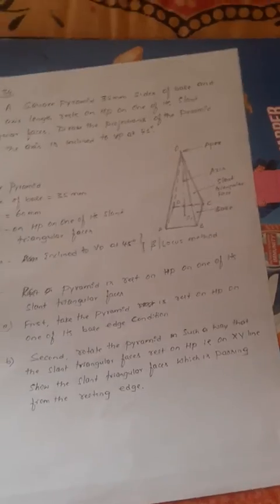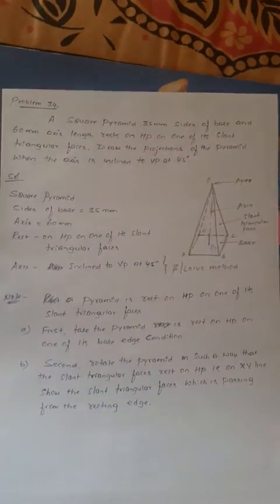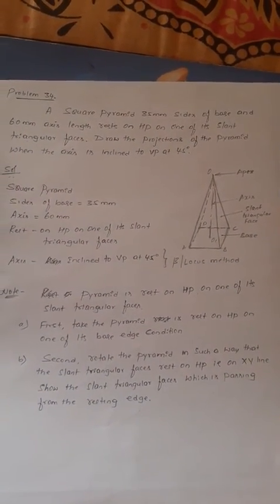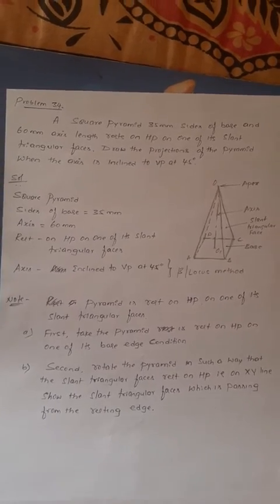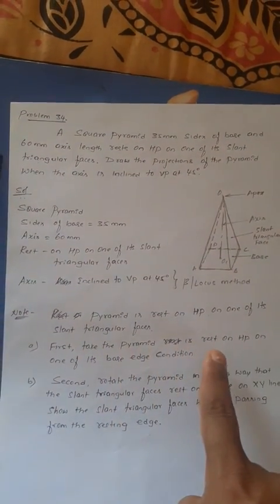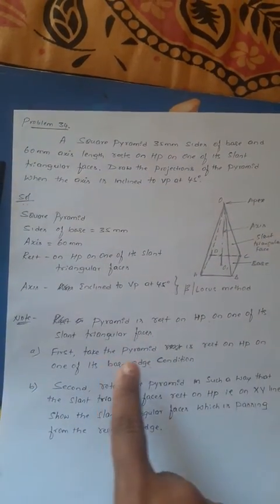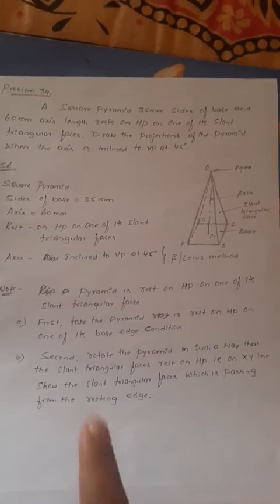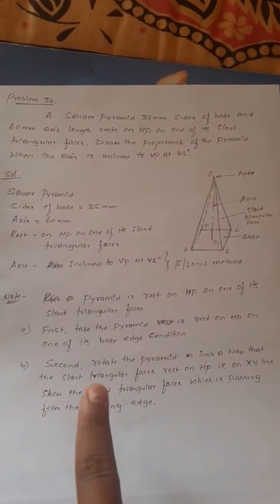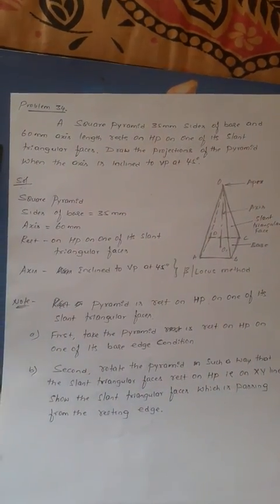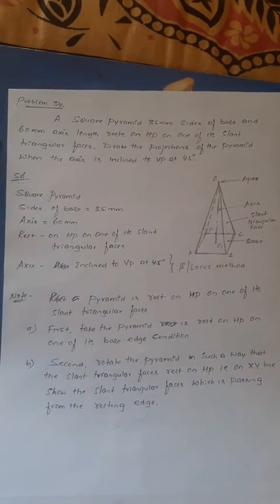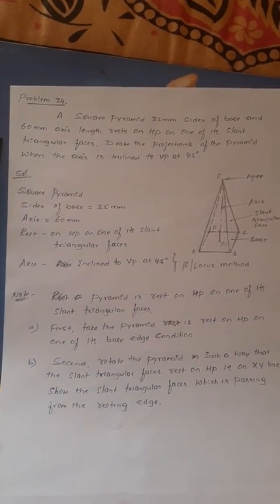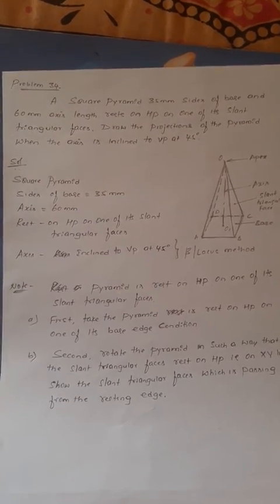Try to solve this problem, okay, and also see these conditions. What is to be remembered? The pyramid rests on HP on one of its slant triangular faces. The first condition is to take the pyramid resting on HP on one of its base edges. The second one, rotate the pyramid in such a way that the slant triangular face rests on HP, that is on the XY line. Show that slant triangular face which is passing through the resting edge.